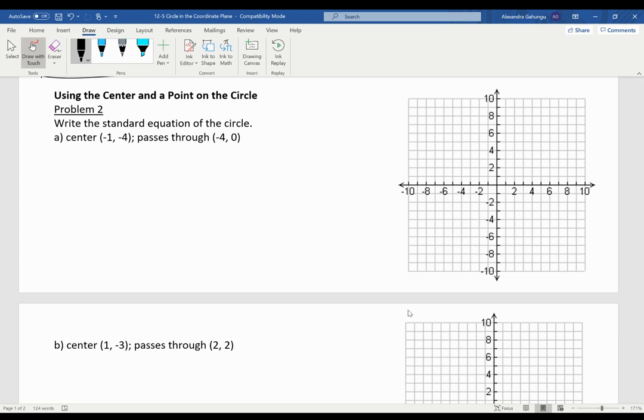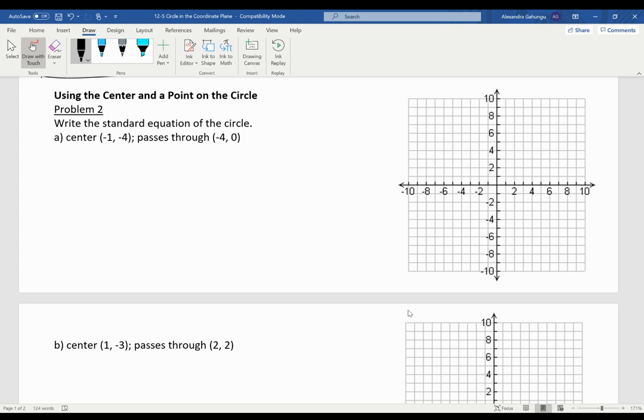So this is part 2 of looking at circles in the coordinate plane, and we are going to use the center and a point to write our standard equation. So if we have the center and a point, we can graph it. We can also find it algebraically, so we'll do it algebraically and then go from there.